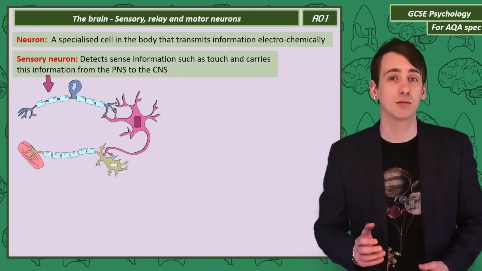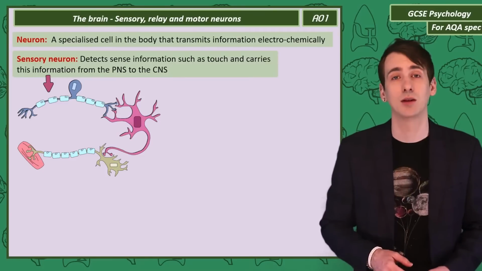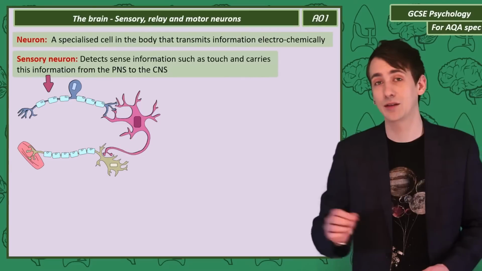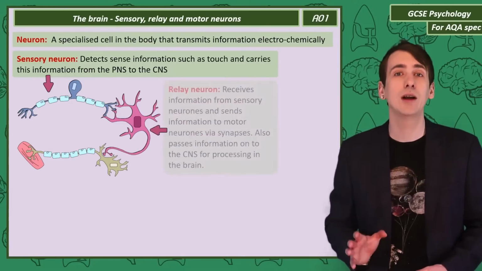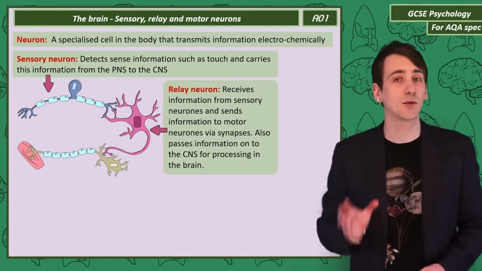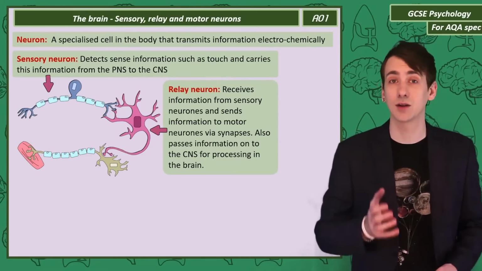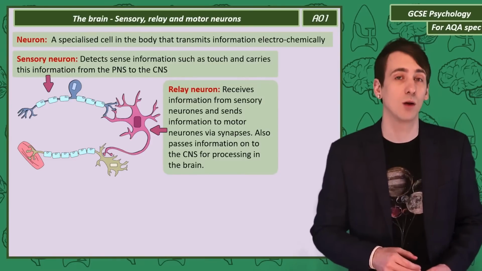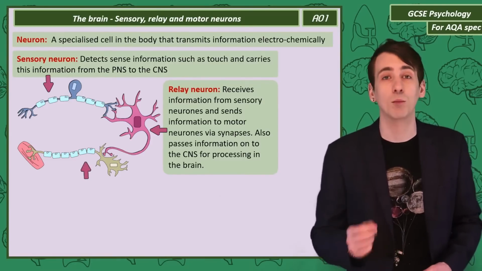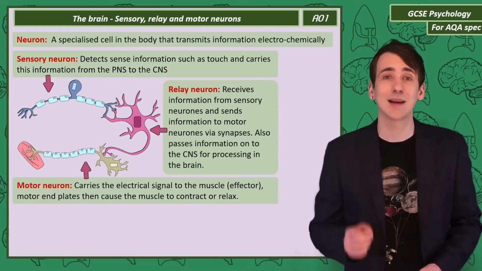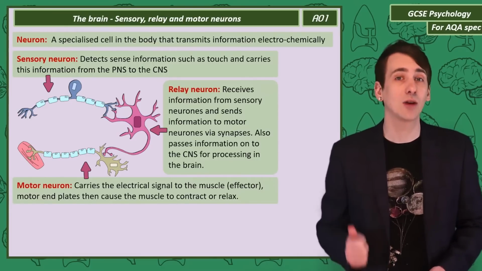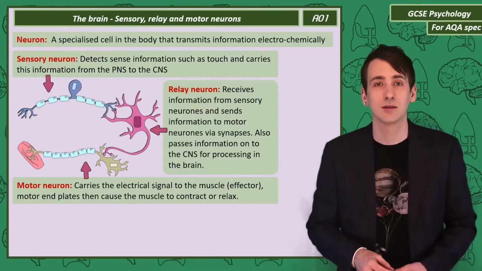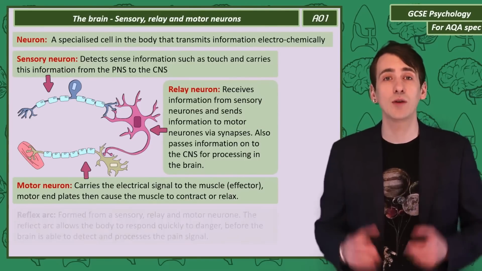This detects information, so pressure or heat as an example, and passes that information through the peripheral nervous system to the central nervous system. The relay neuron in pink detects information from the sensory neuron and can pass information to the central nervous system for processing, and it can also pass information to motor neurons. Motor neurons, drawn here in green, detect information from relay neurons and will carry this information to the muscle, making it contract or relax. Together, this collection of neurons is called the reflex arc.